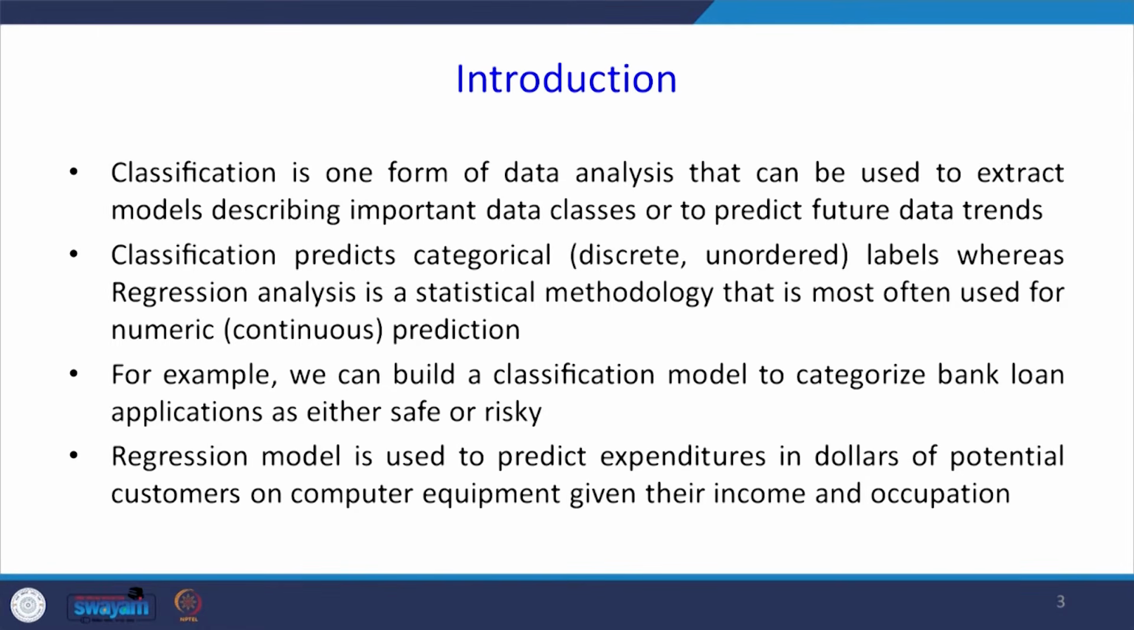For example, we can build a classification model to categorize bank loan applications as either safe or risky. See, this is categorical. A regression model is used to predict expenditures in dollars of potential customers on computer equipment given their income and occupations. Most of the time, regression analysis is used to predict a continuous variable, but classification analysis is used to predict a categorical variable.